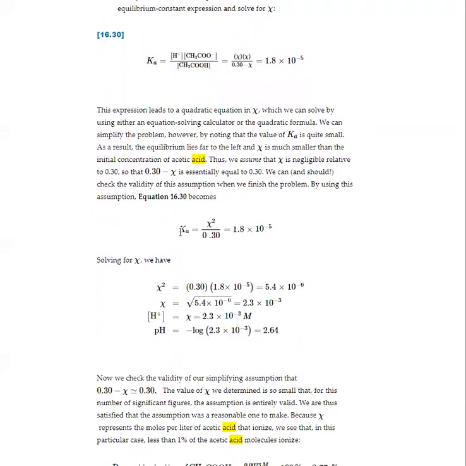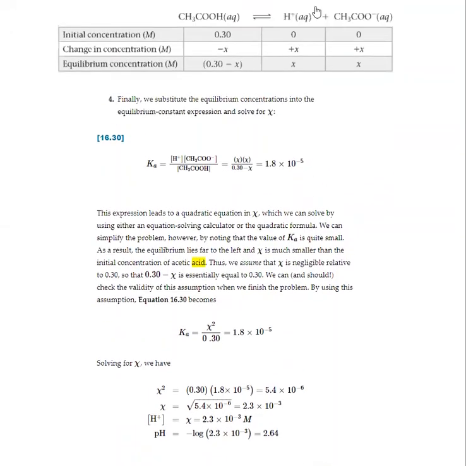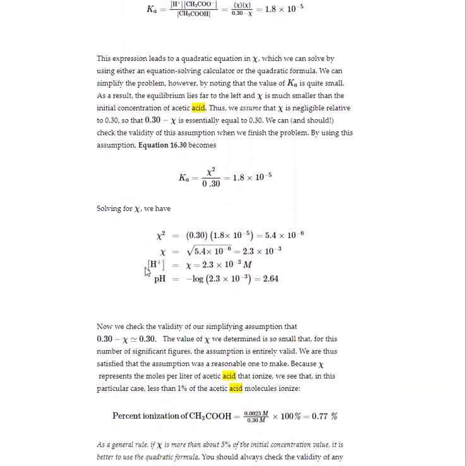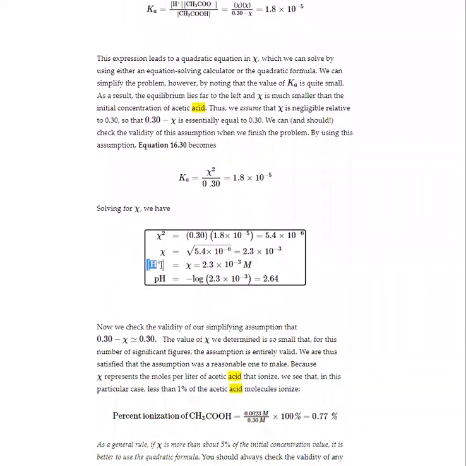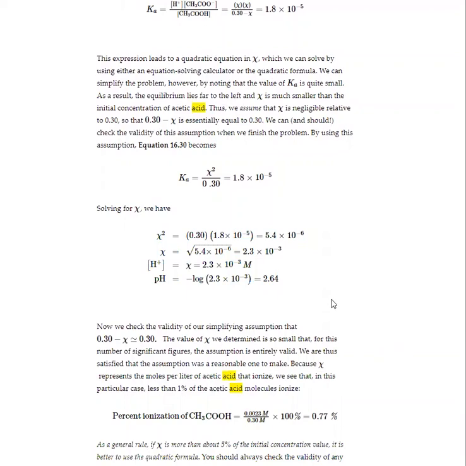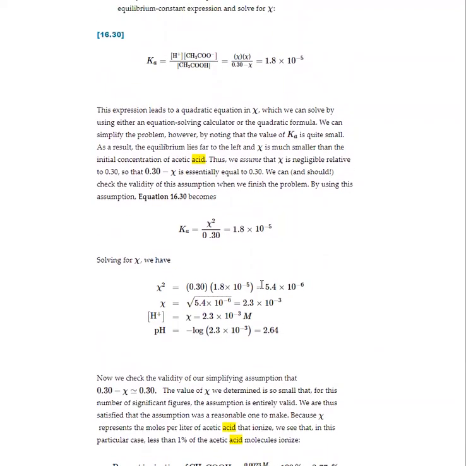So solve this using algebra. You find the concentration for X. Remember up here, X is also the concentration of H plus at equilibrium. So we can use that X as the concentration of H plus. So the concentration of hydrogen at equilibrium is X. Then we can plug that in for pH. Remember, P is negative log, so negative log of the H plus concentration. And then we find our pH. Those are the steps.